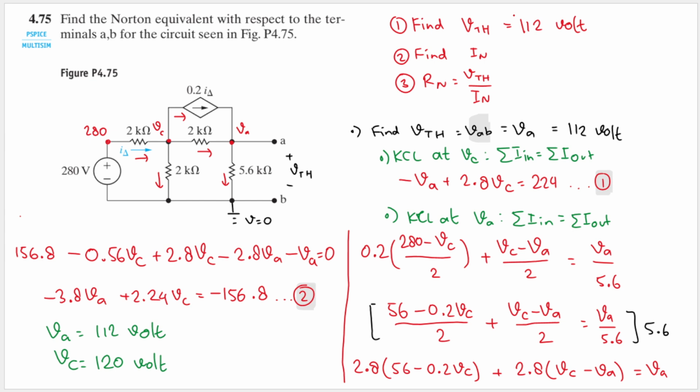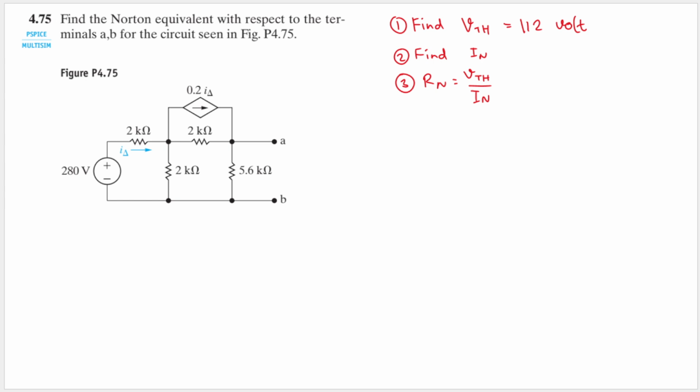Okay, let's move on to the second step. The second step that we need is to find the short circuit current, or I Norton, between A and B. So this is our IN, right? So we will have to find IN. But I need to simplify the circuit here because this is shorted. All the current will pass through here and not here. So we can just delete this 5.6 ohm.